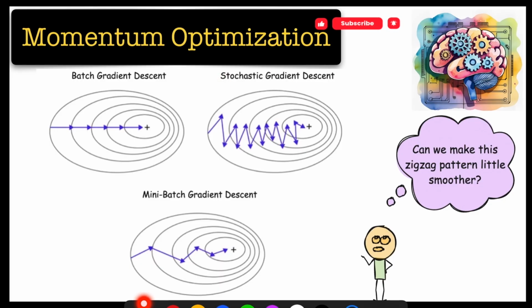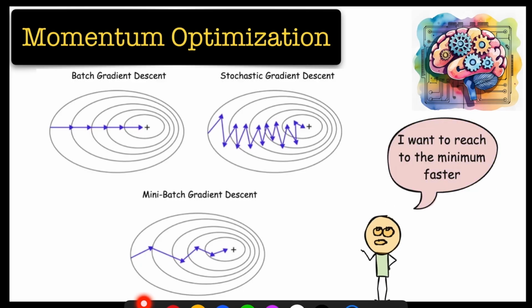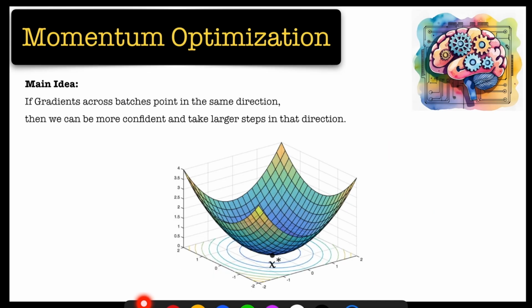Now our target is, can we make this zigzag pattern a little smoother so that we reach our minimum faster? That is the target of these optimization algorithms and all these optimizers basically. I want to reach the minimum faster. That is our target. So let's see how we'll do that.